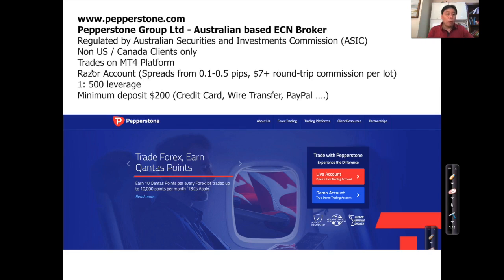So they have what we call a razor account, because I guess the spreads are razor thin, and they charge a fixed commission. Their normal commission rate for a US dollar account is about $7+ per round trip, which means you buy and you sell at $7+ per lot. But the great news is that many of my students are using this broker, so we have negotiated a group rate for my students, where they pay about $5.50 per round trip.